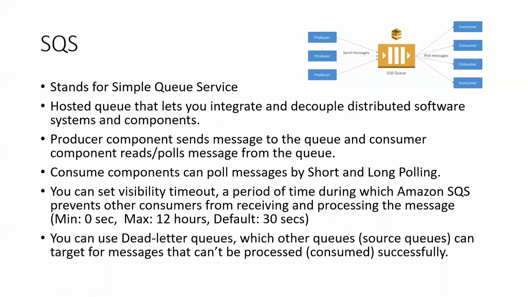Your producer component will be sending the messages to the queue, and the consumer component will continuously read, or continuously poll, for your messages from the queue.